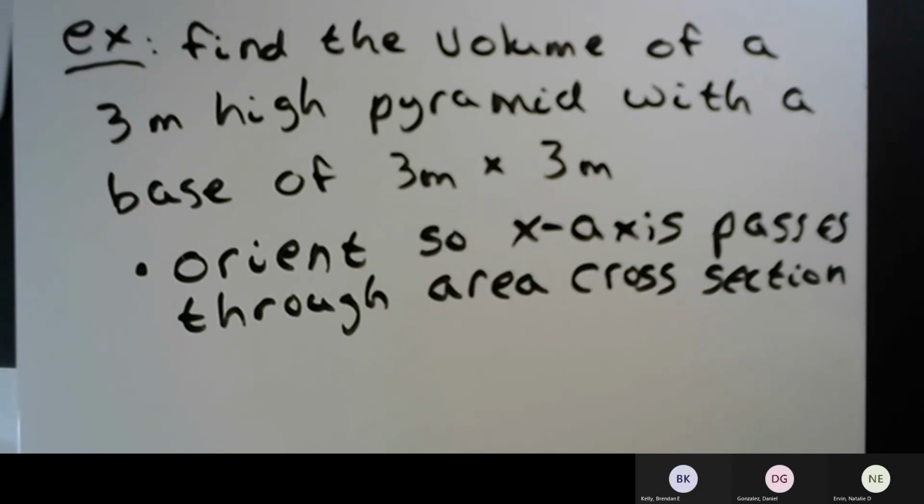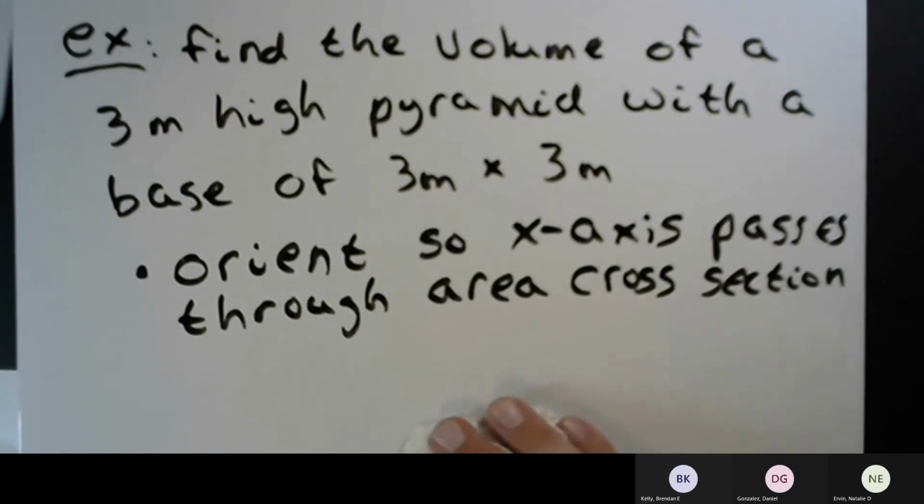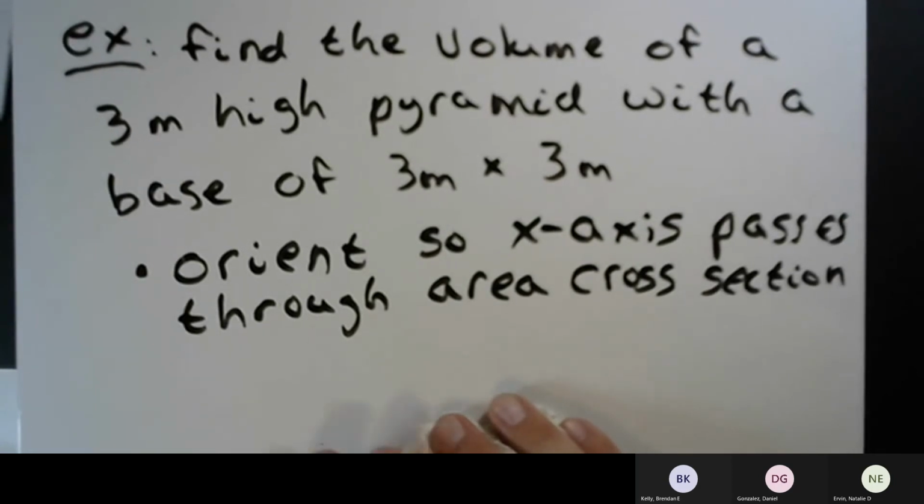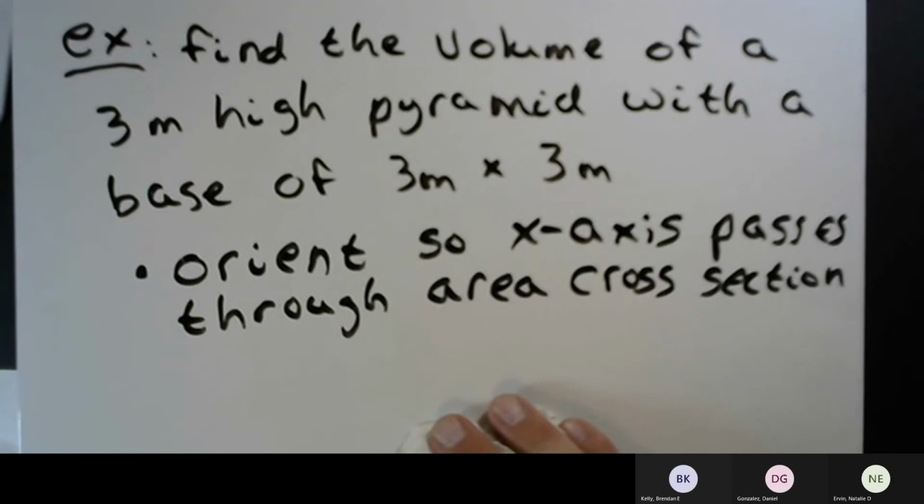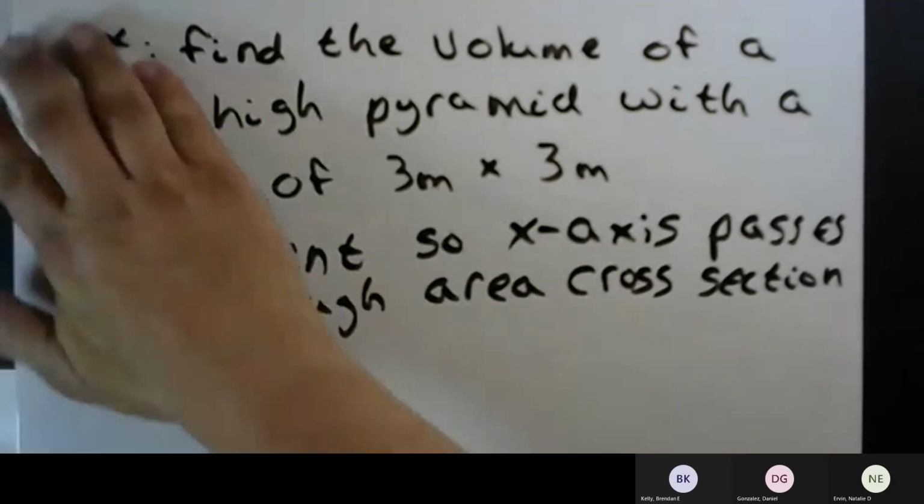So this is going to allow us to come up with A of x. We're going to want basically the x-axis to be perpendicular through the shape. So I'll try to do a drawing here of what this might look like. Any questions? Okay.